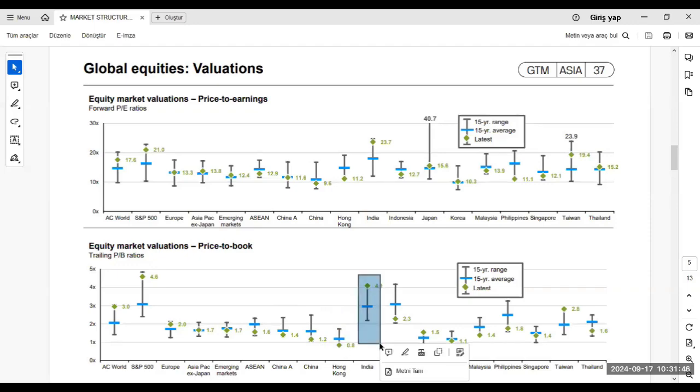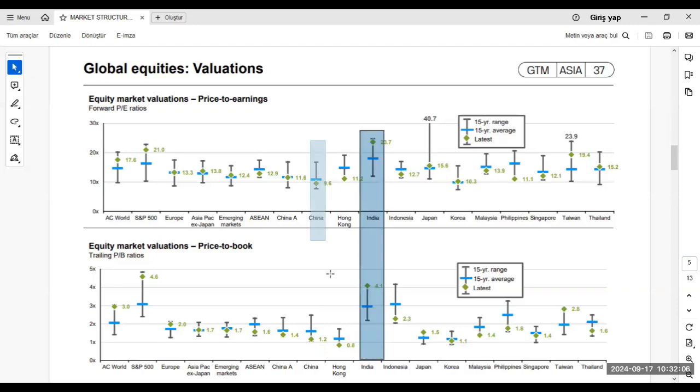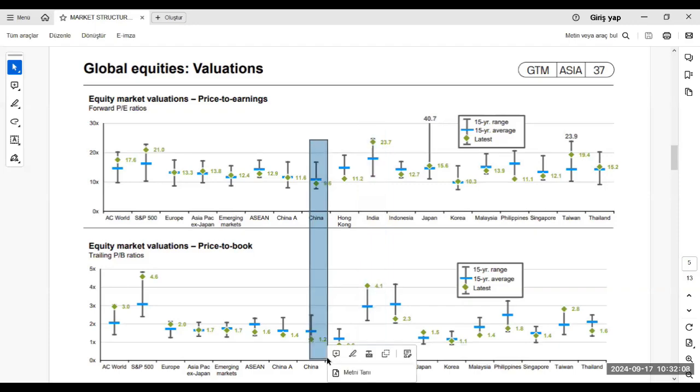By the way, all valuation styles should approach each other. So if the price earning ratio is saying that a company is expensive, the price to book ratio cannot say it is cheaper. As you see, the same style for India. In both cases, it is expensive. Or China, in both cases, it is cheap.